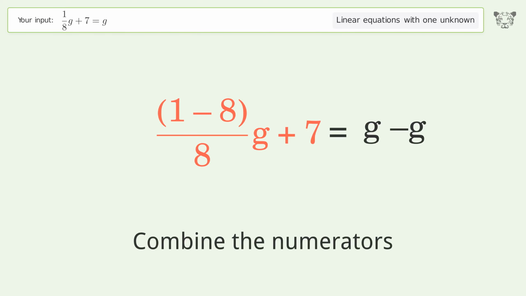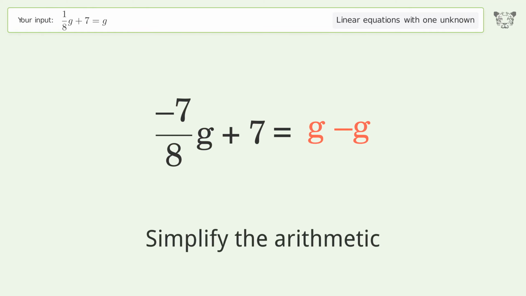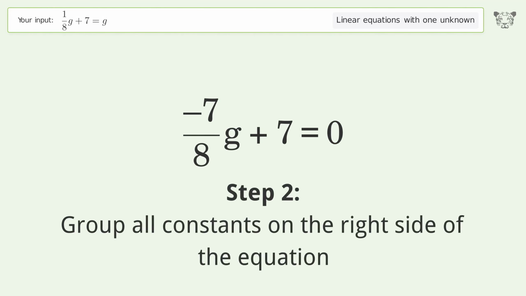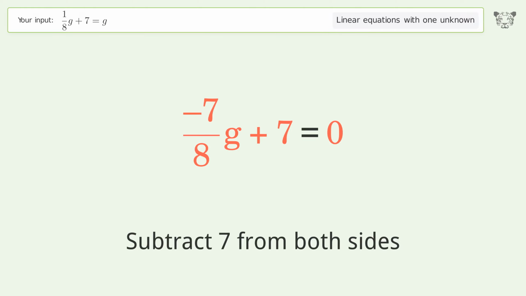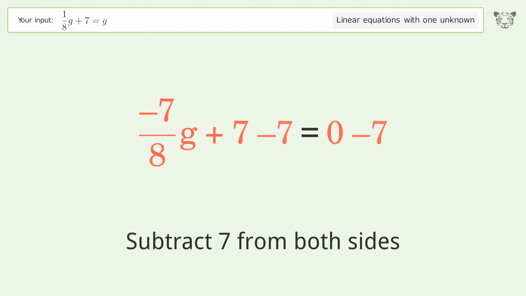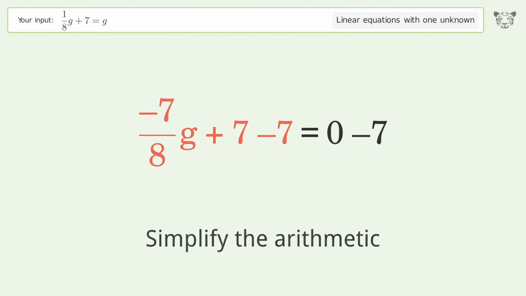Combine the numerators. Simplify the arithmetic. Group all constants on the right side of the equation. Subtract 7 from both sides. Simplify the arithmetic.